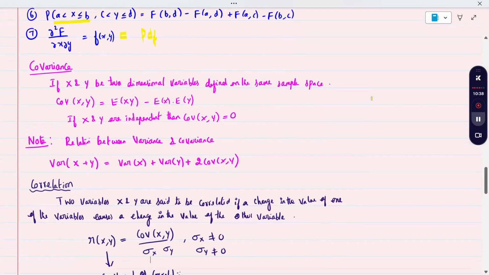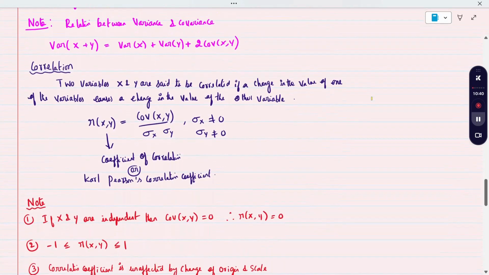Next topic will be correlation. Two variables x and y are said to be correlated if the change in the value of one of the variables causes a change in the value of the other variable. It's called a correlation. Correlation is denoted by the symbol R of x comma y. Another name for correlation is the coefficient of correlation, or the Karl Pearson correlation coefficient.